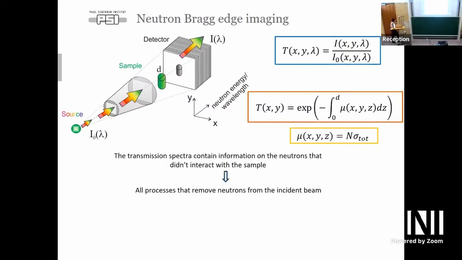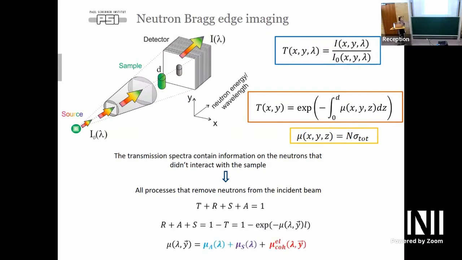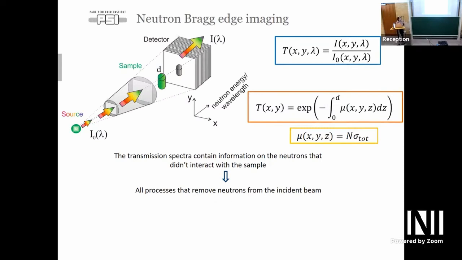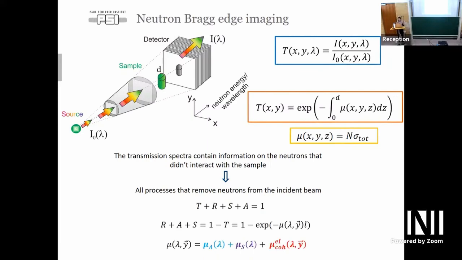So we have to take this into consideration. In order to understand these features, this neutron transmission spectrum has all the information of the neutrons that didn't interact with the sample, so went through, right? So in order to understand this, we can start thinking about the processes that actually remove neutrons from the beam. The neutrons can be reflected by the crystal planes, can be absorbed by the sample, or can be scattered away due to thermal diffuse scattering, for example.